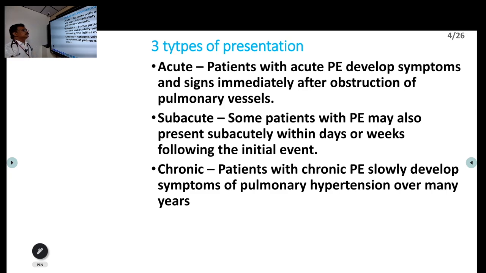Now three types of presentations can be there. Acute pulmonary embolism: suddenly the patient develops signs and symptoms of pulmonary embolism due to acute obstruction. Subacute means it takes some time, one or two days or weeks. Chronic means chronically the patient is developing pulmonary embolism, small embolism. Slowly the patient develops pulmonary hypertension, then right ventricular failure, then all features of congestive heart failure.